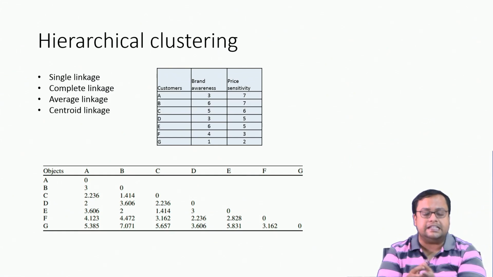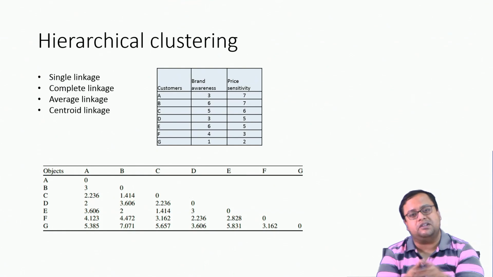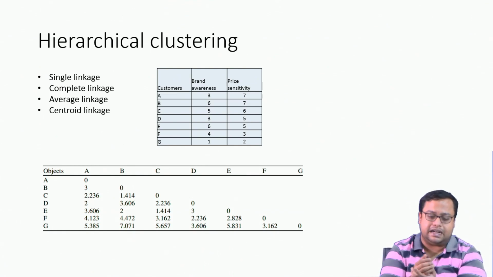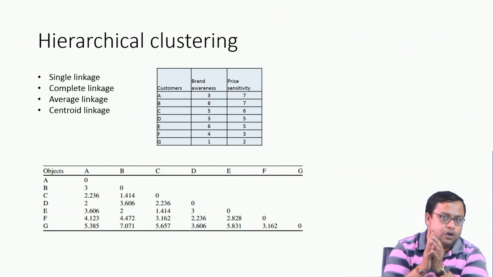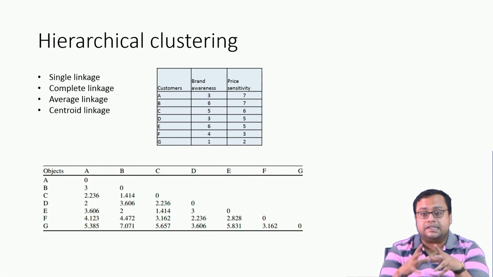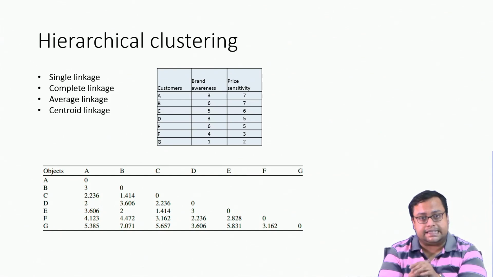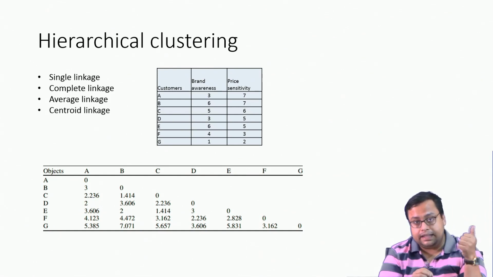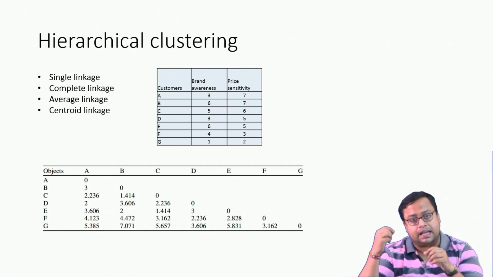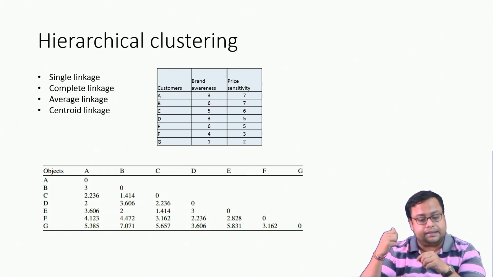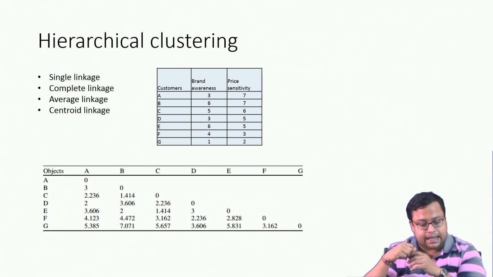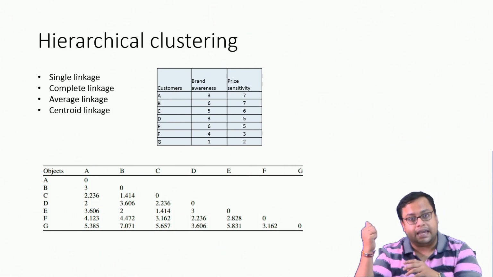So, if the distance between A and B is 3, the distance between B and A is also 3. That is why we only focus on any one part of the whole matrix. Now, you see which two are of least distance in this matrix. You can see that the least distance is coming up for C and E and for B and C. So, C is the one that has the least distance with both B and E.